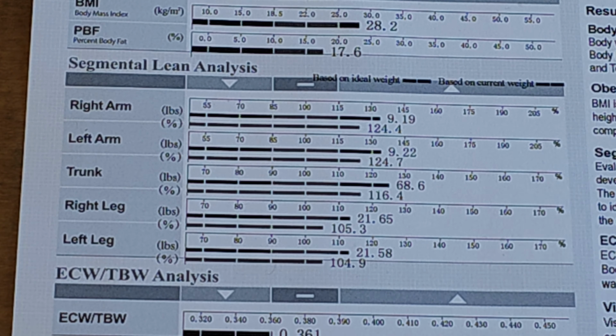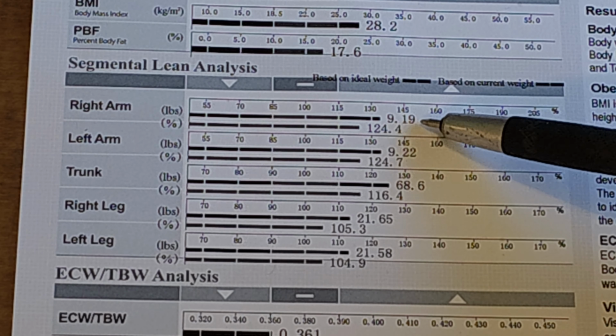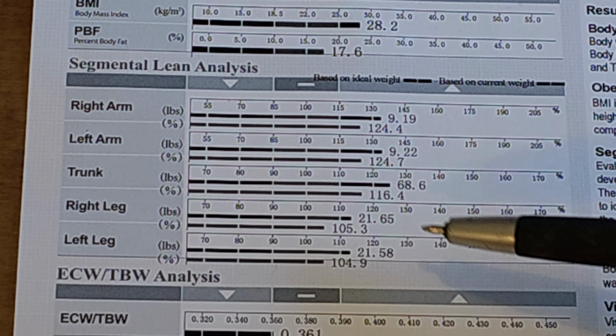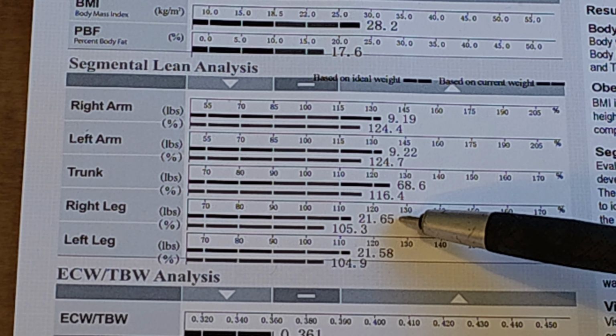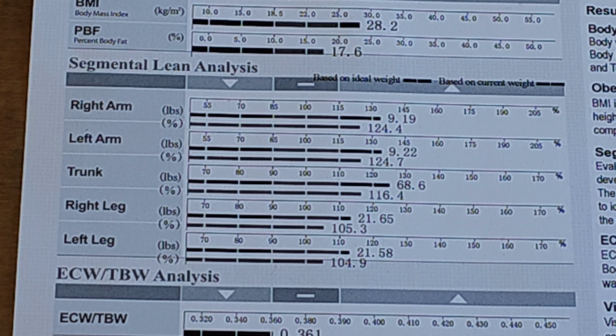I would just look at things like, if we look at the right arm and the left arm, how close are they to each other? You can see here, there's a slight difference in muscle tissue, but asymmetries are fairly normal if somebody is right-handed versus left-handed, or just not both sides of the body are perfectly symmetrical. So we want to keep things fairly close, but it doesn't have to be perfect. And then we can see the same thing with the right leg versus the left leg. 21.65 pounds on the right, 21.58 pounds on the left. Not enough to be really a big deal, but we like to use this.